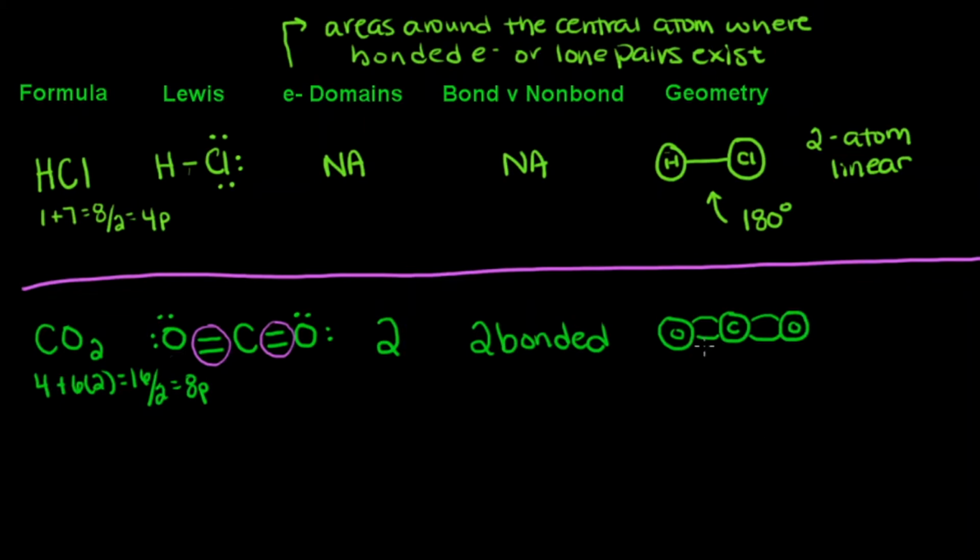These bonded pairs repelled one another to 180 degrees apart, just like they did in the 2-atom linear, except this time we're going to call this 3-atom linear. Oh, there's an A in linear.